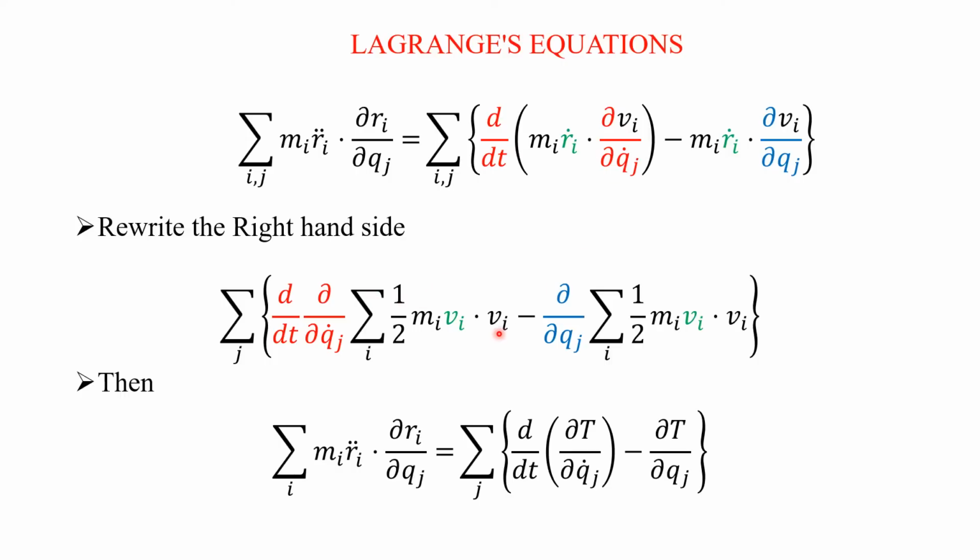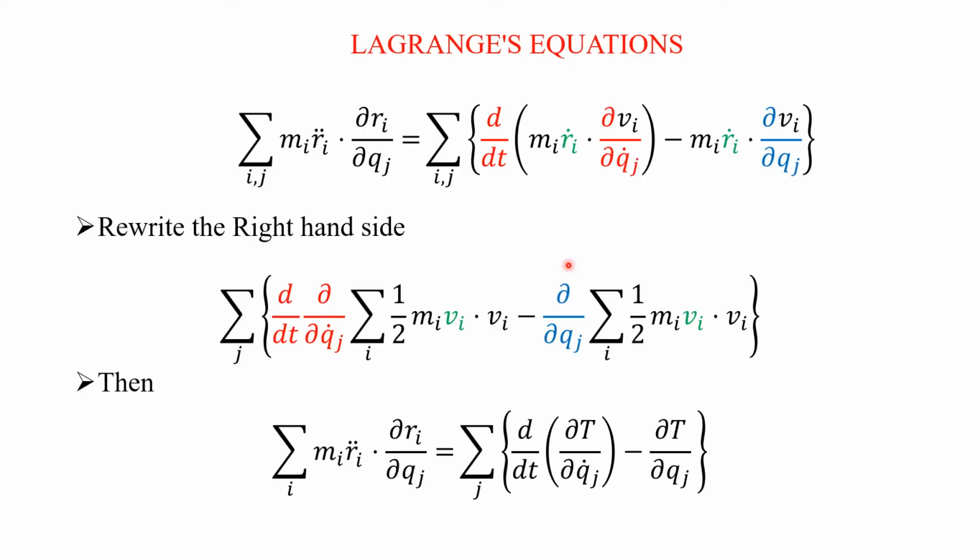So this is vi. Then you may ask the question how this half comes. See, when you differentiate this, vi into vi is vi squared. If you differentiate with respect to time, then you will get 2 vi, and the 2 will get cancelled. Because of that, I have introduced half here.